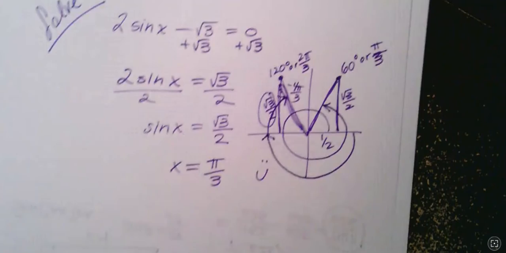But you may remember way back when you started trig and you started talking about reference angles. You talk about how this has a reference angle of 30 degrees, and so does 150. It has a reference angle of 30 degrees.